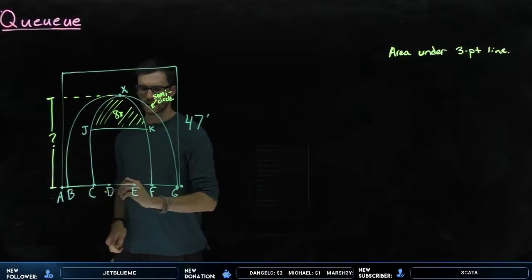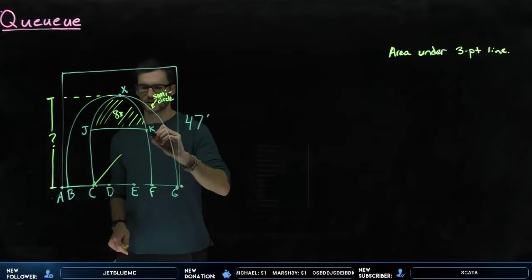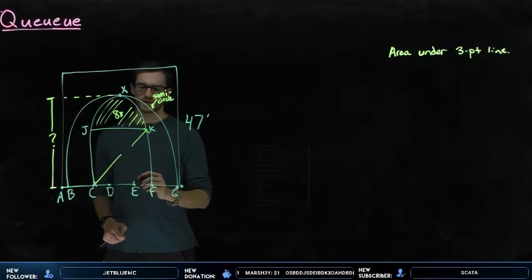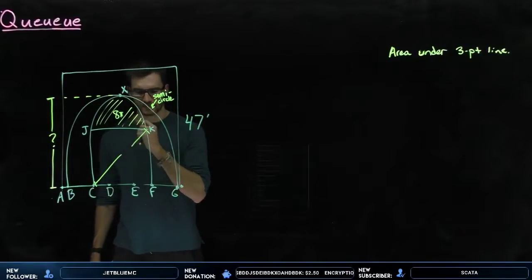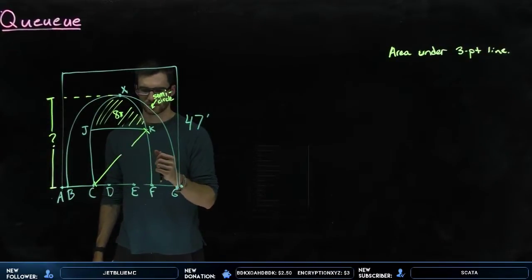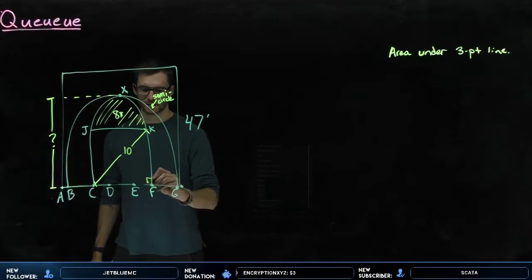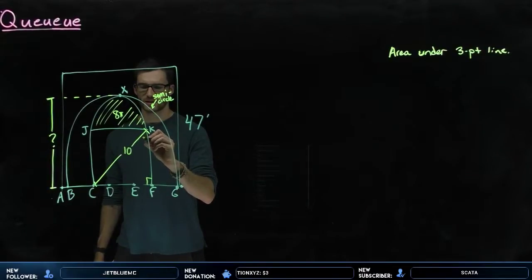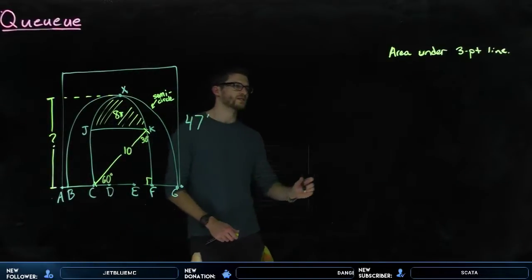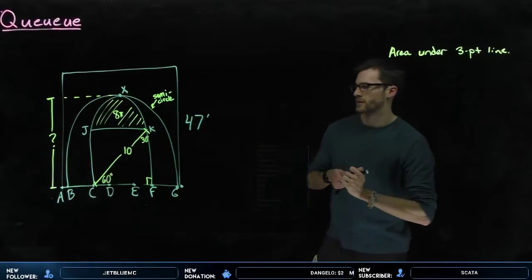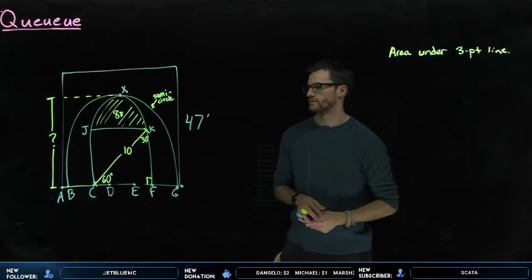Okay. Now let's say that this length here from C to K is 10. These are wrong, just so you know. Let's say that's a right angle. Let's say that this is 30 degrees. Let's say that this is 60 degrees. Okay? And I'm asking you, what is the area under the 3-point line? Do you want 8 pi? I do want 8 pi. Yeah, it's fine.